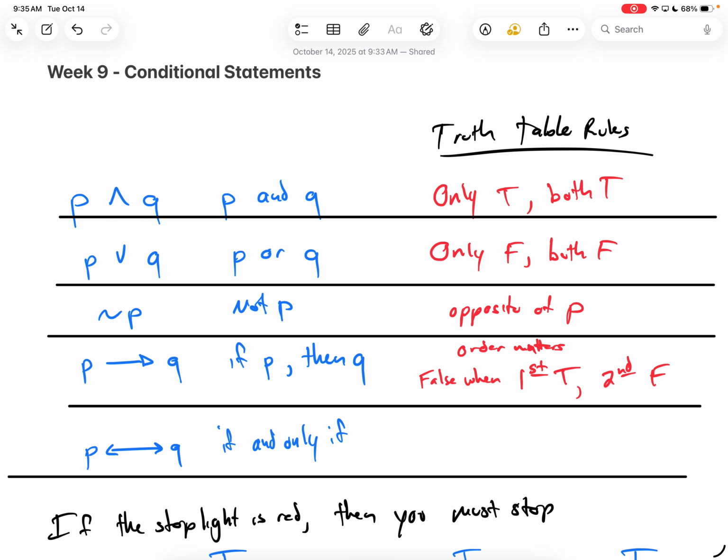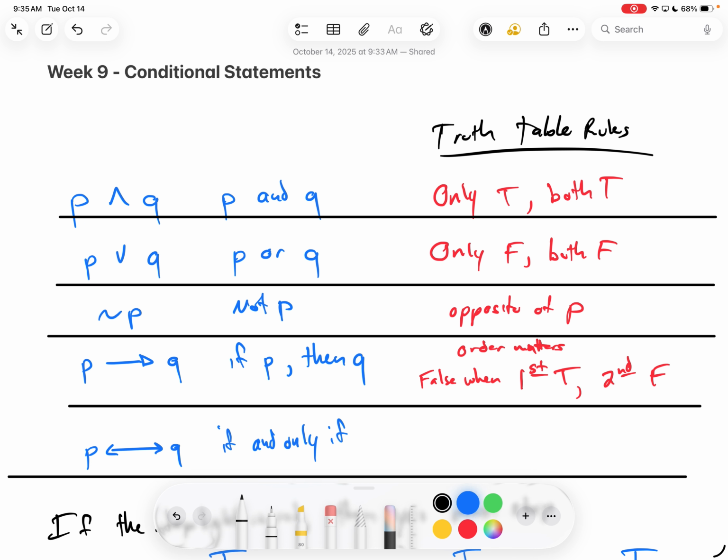P and Q is the upside down V, okay? P and Q. This is upside down like V. That's the and. We'll go over the truth table rules in just a minute. P or Q is the right side up one. So just like the union and intersection, the union looked like a U. The intersection was upside down. So it means or. So P or Q. We did not P, which is a squiggly line out in front.